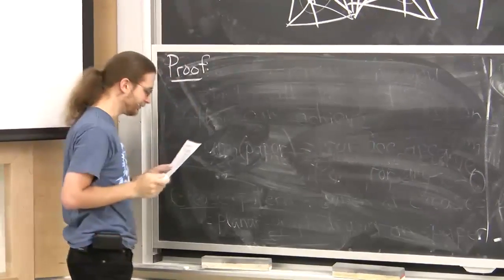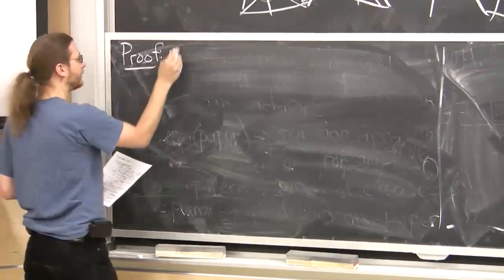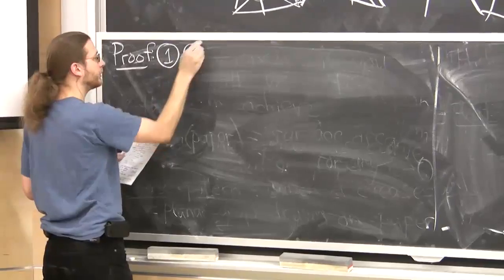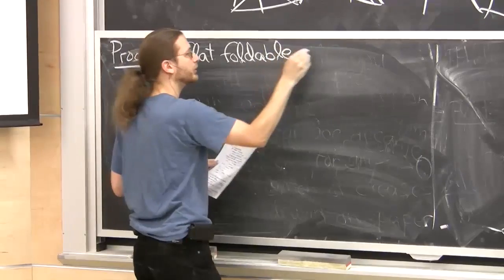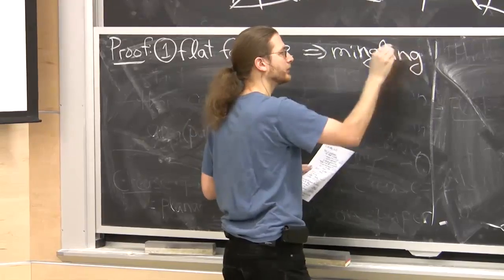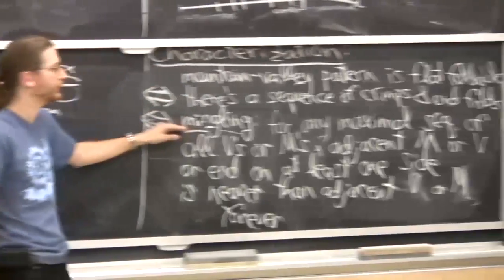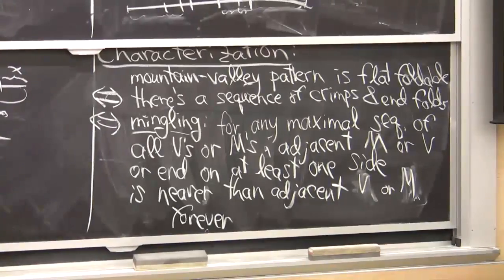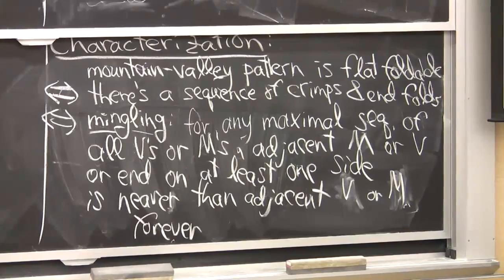Okay, the proof is in 3 parts, basically. First part is if you're flat foldable, then you are mingling. Certainly if I want these all to be equivalent, it should be true that the first one implies the third one. This is actually really easy to prove. You just think about what one of these maximal... Suppose it were not mingling. Suppose I had some crease pattern that violates that constraint.